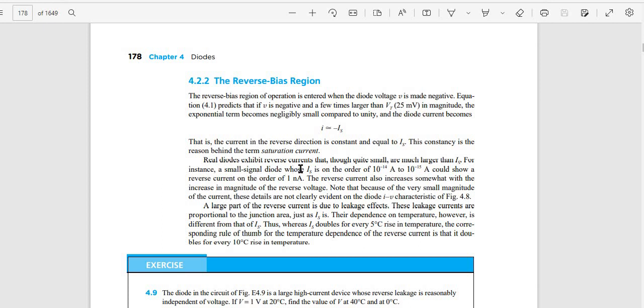Real diodes exhibit reverse currents that, though quite small, are much larger than IS. For instance, a small signal diode whose IS is on the order of 10^-14 ampere to 10^-15 ampere could show a reverse current on the order of 1 nanoampere. The reverse current also increases somewhat with the increase in magnitude of the reverse voltage. Note that because of the very small magnitude of the current, all these details are not clearly evident on the diode current-voltage characteristic of figure 4.8.